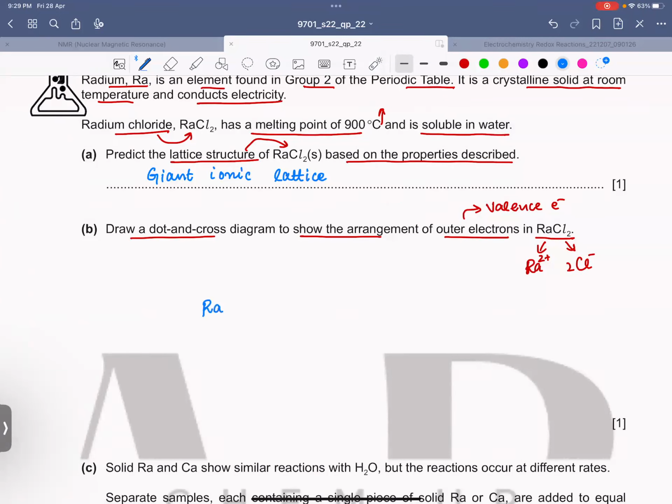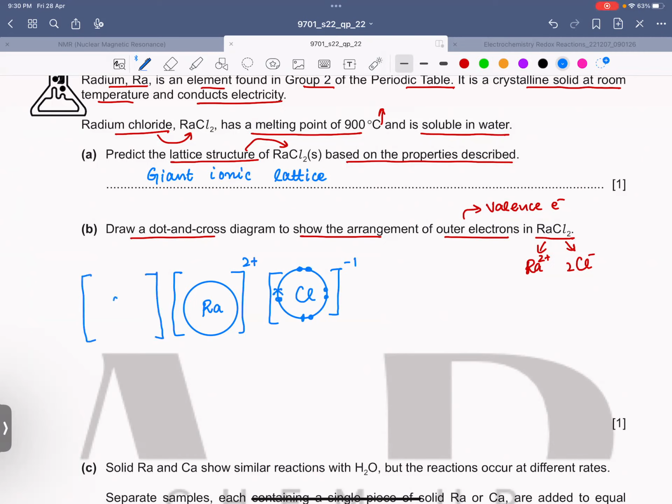So I would make a radium ion over here, enclosing it, and put a 2 positive charge. Then the chloride ion, where we make 7 electrons with a dot and 1 electron with a cross, as it gained 1 electron, and the other chloride ion on the other side of radium.